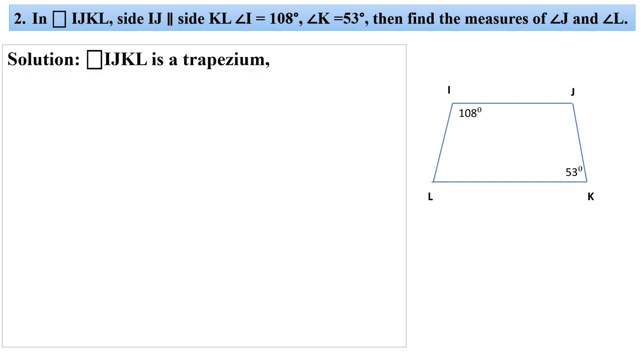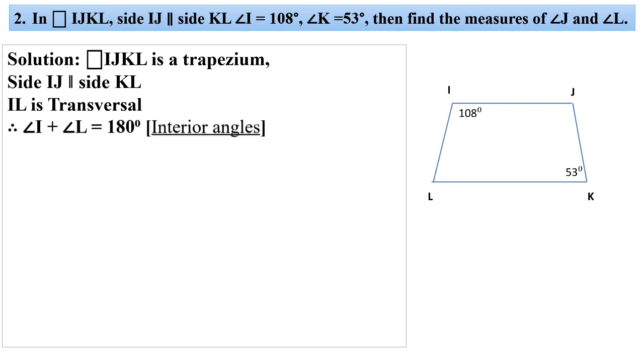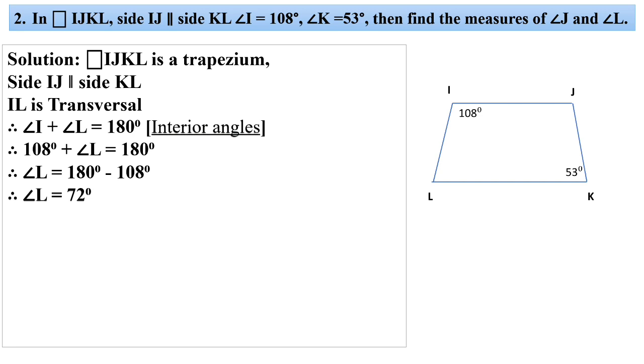Now children, in the solution, quadrilateral IJKL is a trapezium because one pair of sides is parallel. Now, side IJ is parallel to side KL and we take IL as the transversal. So angle I plus angle L equal to 180 degree. They form interior angles. Substitute the value of angle I, 108 degree. Solving the sum, we get angle L equal to 72 degree.